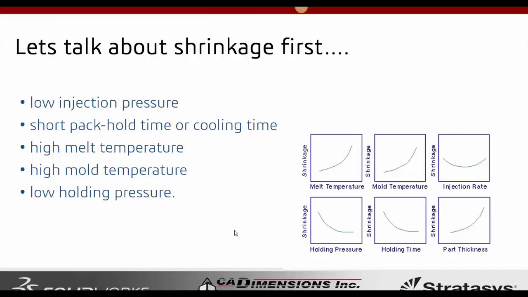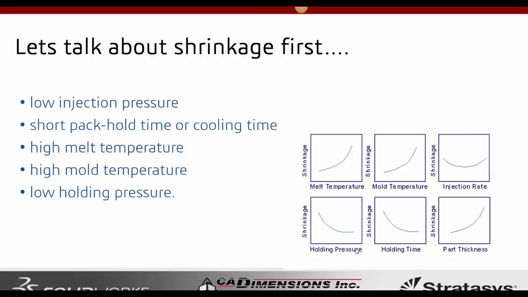So this graph, I really like this graph a lot. It really shows you what can affect or what can cause higher shrinkage in your part due to certain variables that you can actually control. So melt temperature, mold temperature, injection rate, part thickness, holding time, holding pressure.